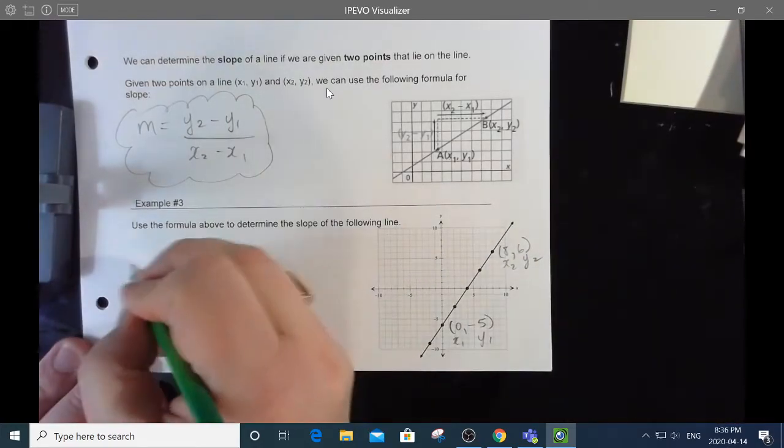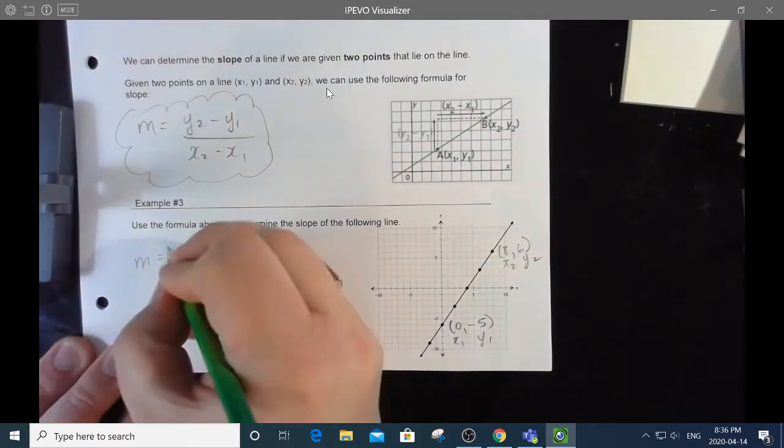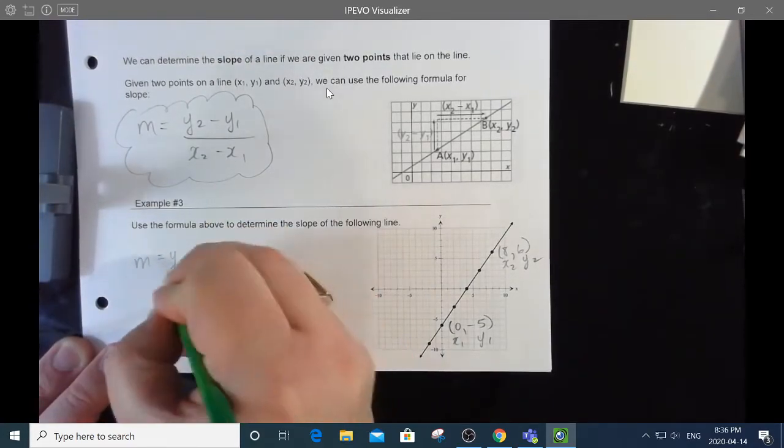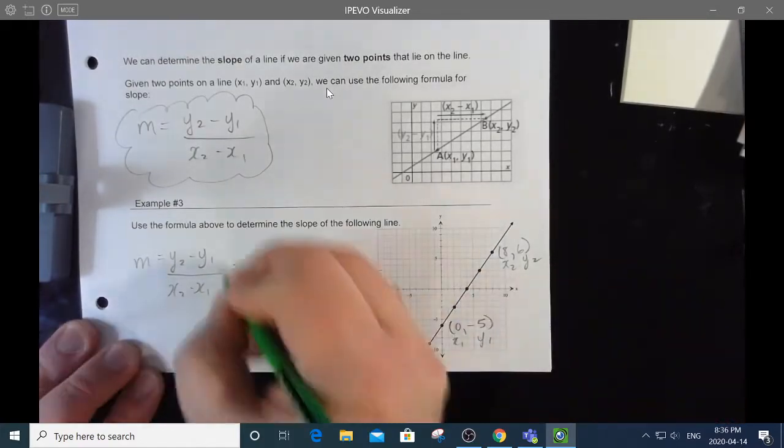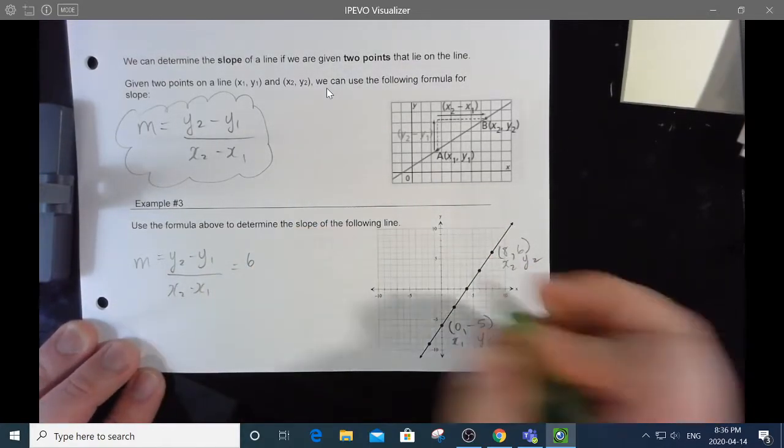Perfect. So I'm going to use my formula. M is equal to y2 minus y1 over x2 minus x1. All right, so the second y coordinate is 6. The first y coordinate is 5.